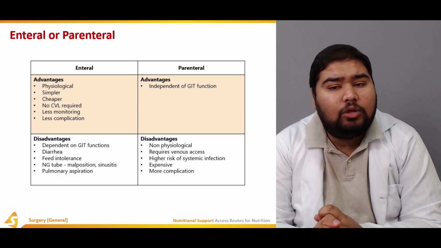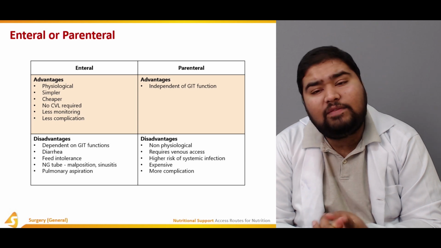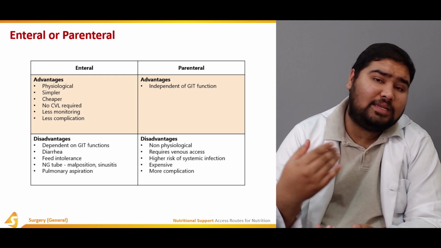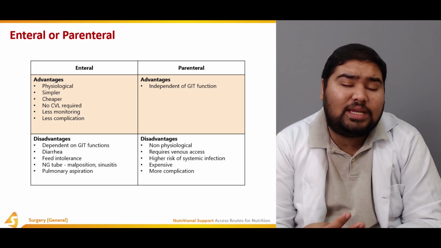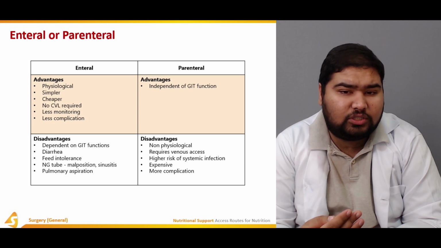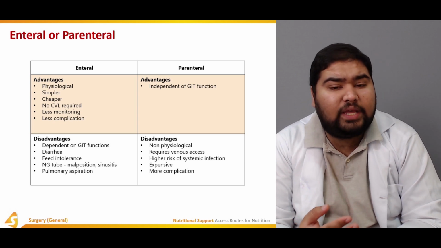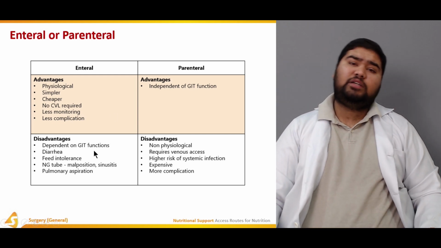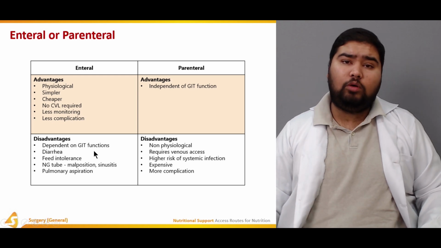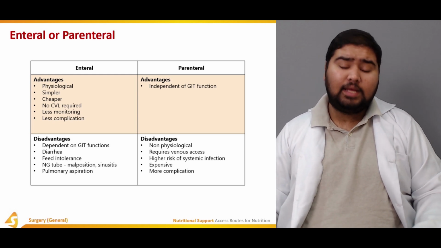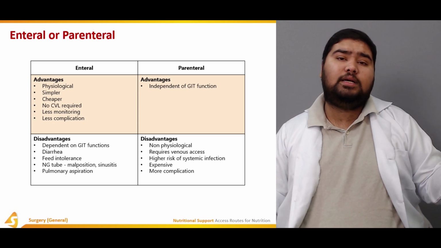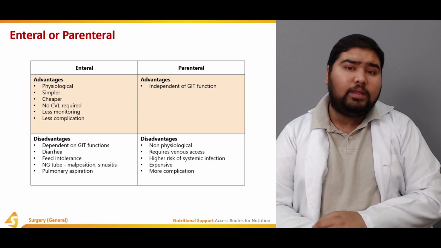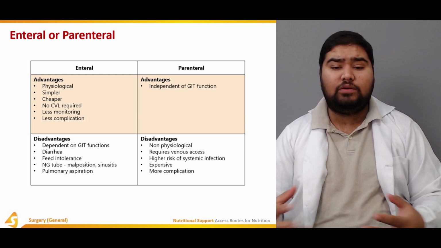On the other hand, with parenteral nutrition, the only advantage is it's independent of the GI function, and that is it enters into the bloodstream directly. So it is independent of the GI function. Now, the disadvantages of the enteral nutrition include it is dependent on the GI function. That is, if the GI function is not normal, the absorption of food would be decreased. It can lead to diarrhea because this food contains a lot of osmotically active agents. If not absorbed, these osmotically active agents can produce diarrhea.